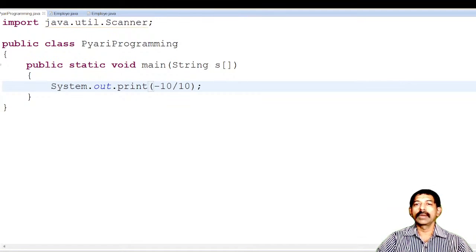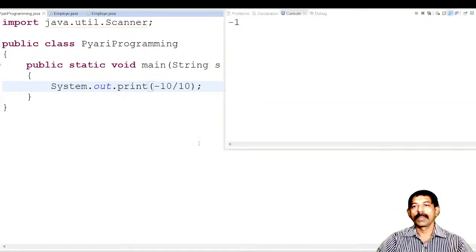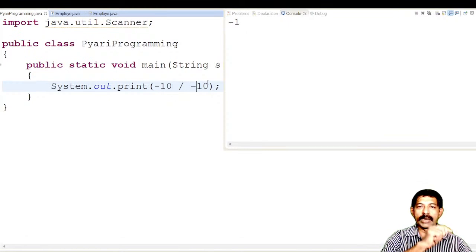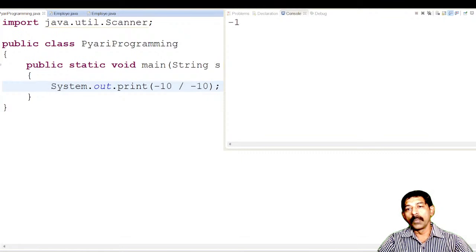So let me run this to show you. We got minus 1. So either numerator or denominator is negative. So I am giving you a conclusion. Either numerator or denominator is negative. In that case, we are going to get negative. But now, if both numerator and denominator is of type negative, then what should be the answer?